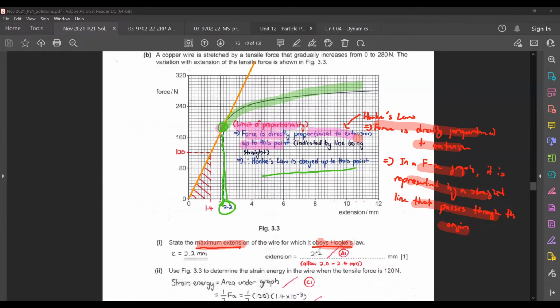You will get an answer of roughly 2.2 millimeter, but your choice of answer can vary. The marking scheme gives you a range. As long as your answer is between 2 to 2.4 millimeter, you will get the marks. So find the limit of proportionality, which is the point to which Hooke's law is still obeyed. The extension there is the maximum extension. All right, so far so good.